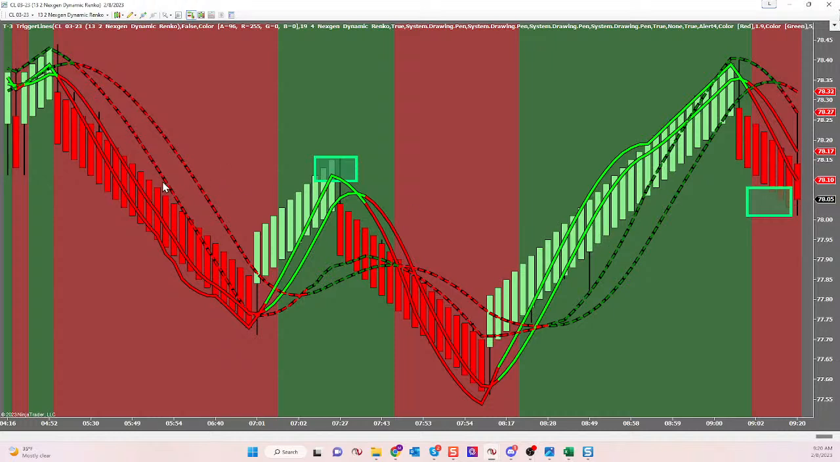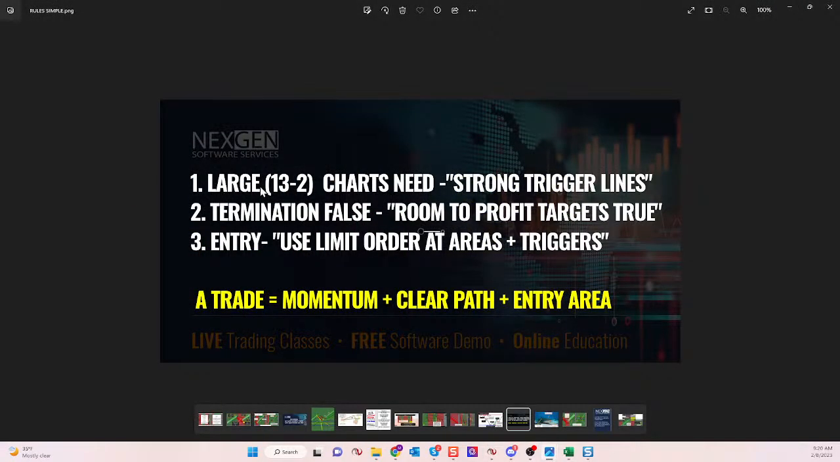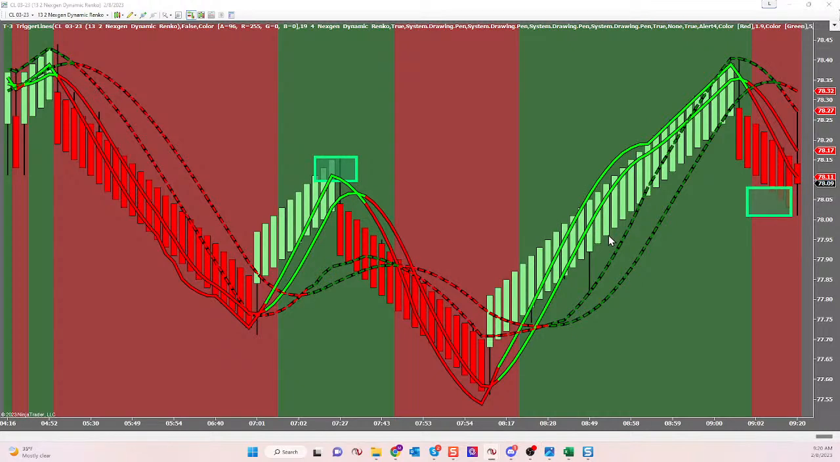Guys, this is your strongest, your best. This is rule number one for a high probability trend trade on the 13-2. This strong trigger look gives you the advantage of momentum. And remember, if we go to the picture, rule number one, large chart needs strong trigger lines. So do me a favor, give me a Y in the room if you're comfortable with this look. Pretty easy to identify, right? Especially when we pull off those areas.